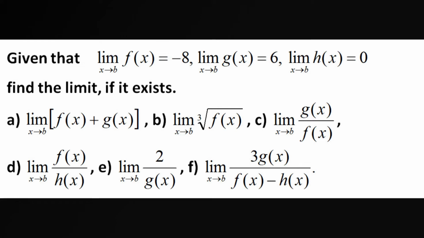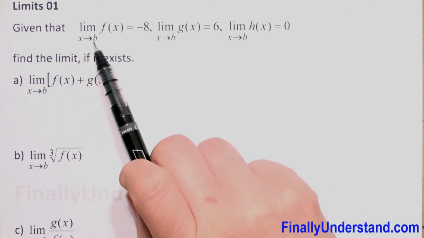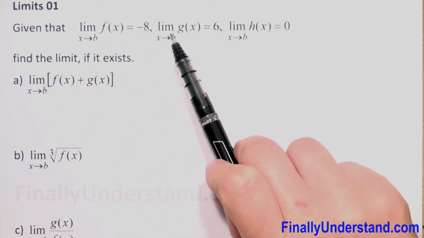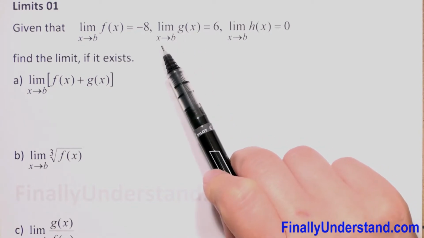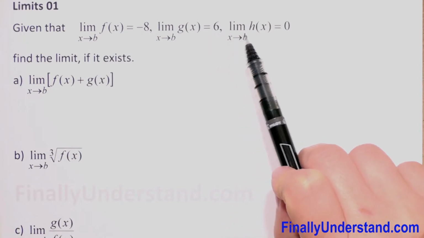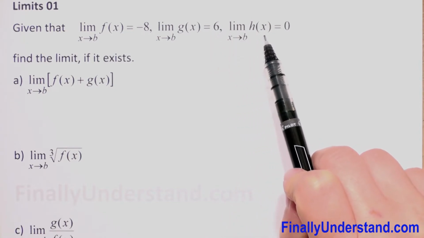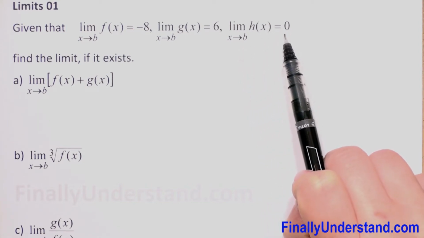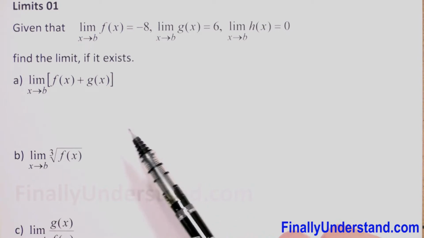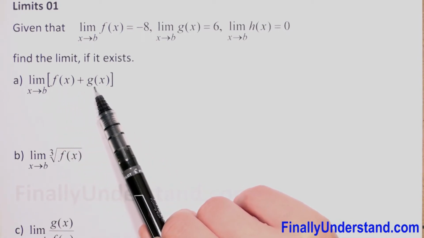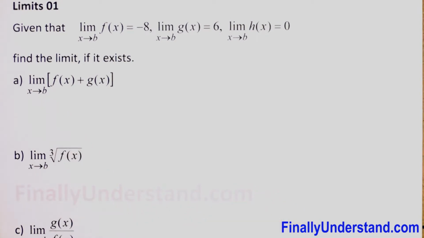We are given that the limit of f of x as x approaches b is equal to negative 8, the limit of g of x as x approaches b is equal to 6, and the limit of h of x as x approaches b is equal to 0. And we have to find the limit of f plus g as x approaches b first.